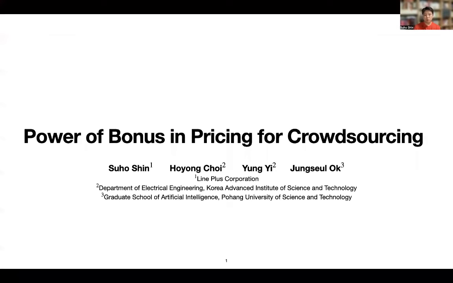Hi, my name is Suho Shin, and I'll present our paper, Power of Bonus in Pricing for Crowdsourcing. This is joint work with Hoyoung Choi, Yu from KAIST, and Jungsul Ok from POSTECH.